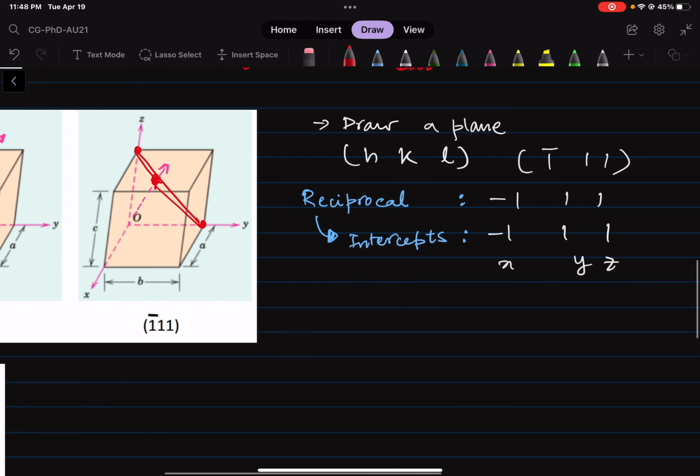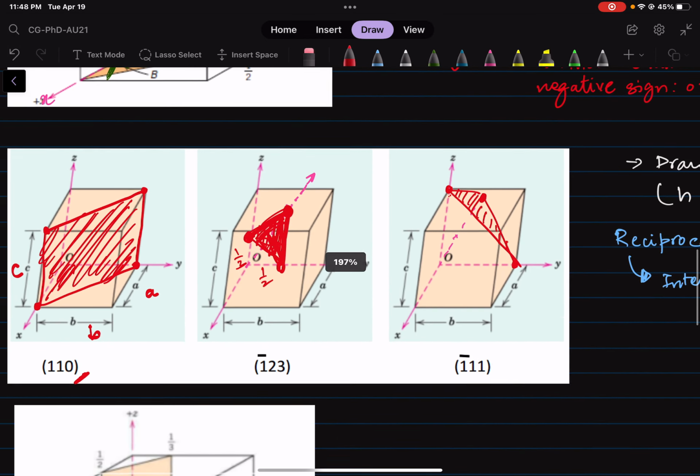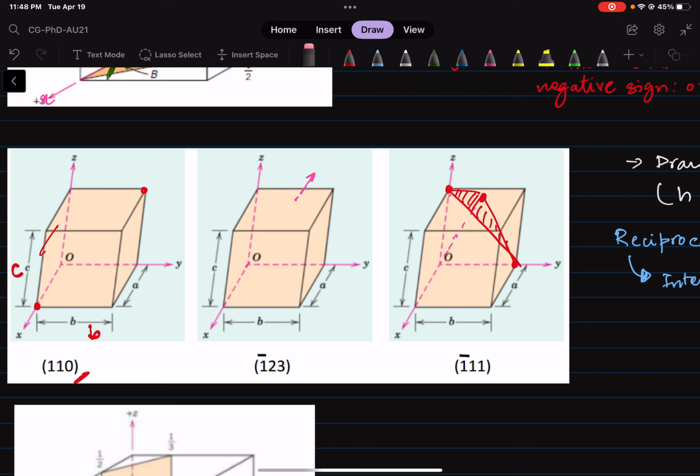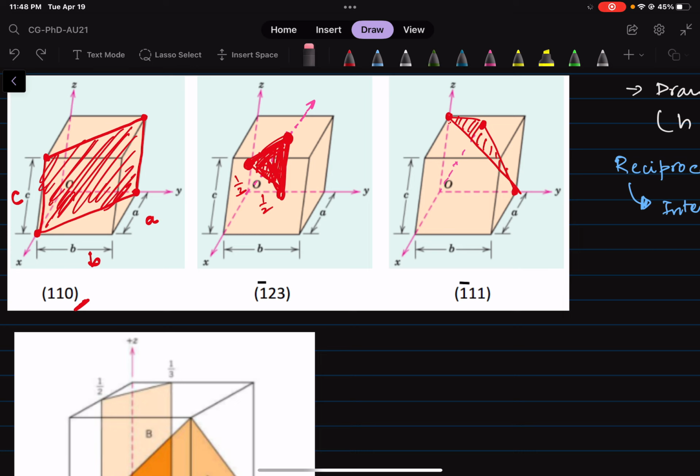I can make it a bit more obvious so that it's easy to understand. But yeah, this is what you will get as the bar 1, 1, 1 plane. And you can practice doing more planes and drawing out more planes in non-cubic systems. Again, remember, this was a non-cubic system. That doesn't matter to us. Everything still remains the same.